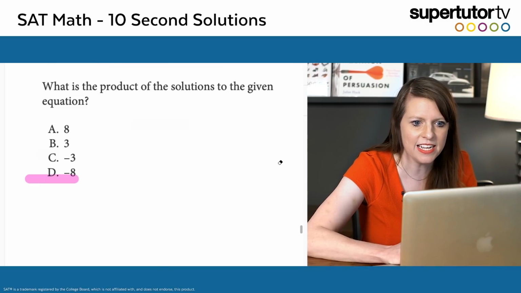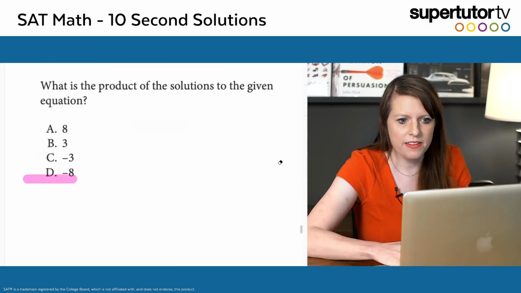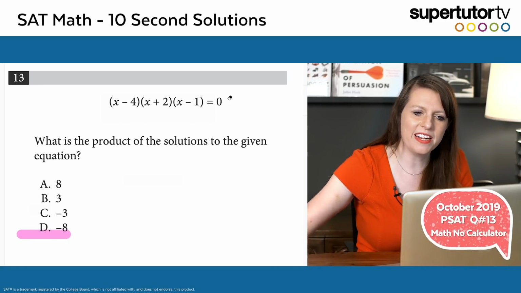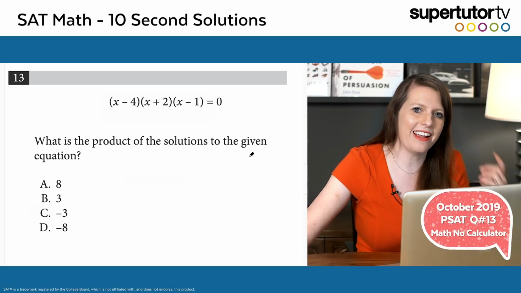Okay. Tip number 2. If you know a factor, you know a solution. If you know a solution, you know a factor. We're going to look at this lovely question number 13 from an October 2019 PSAT. So how do I solve this in less than 10 seconds? Some of you are like, I already got it, Brooke.